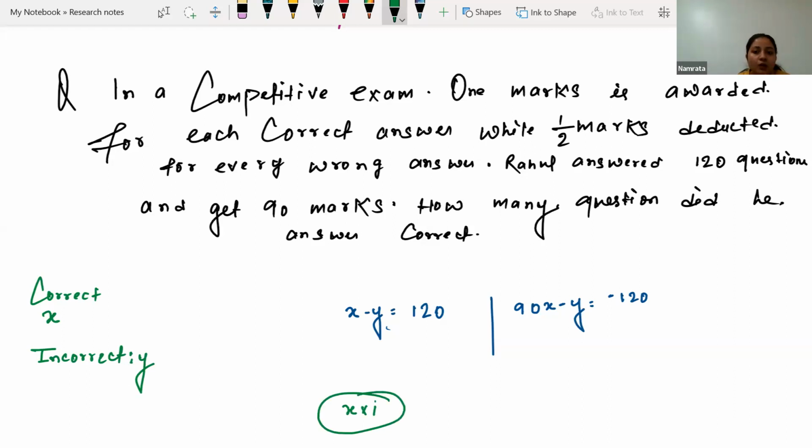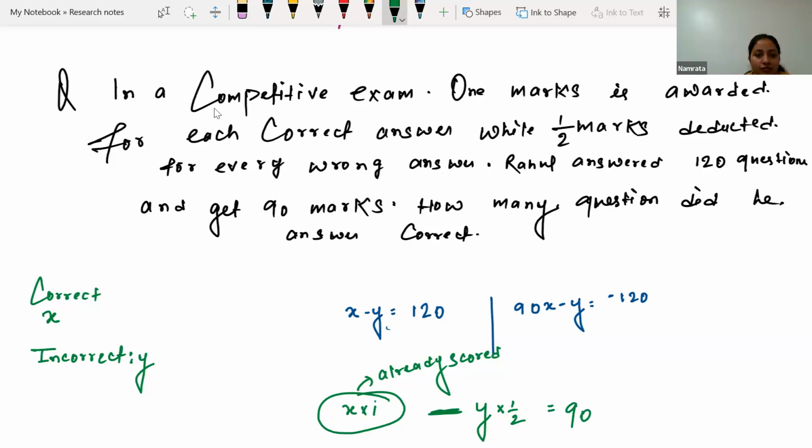Now half marks are deducted for each wrong answer from the marks he has already scored. He will end up losing marks for attempting the incorrect questions. If Y is the number of incorrect questions, then Y into 1 by 2, this much marks he will lose from the already scored portion. And at the end, he attempts 120 questions and gets 90 marks.